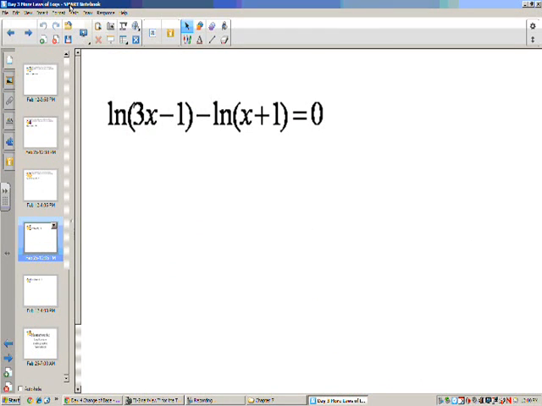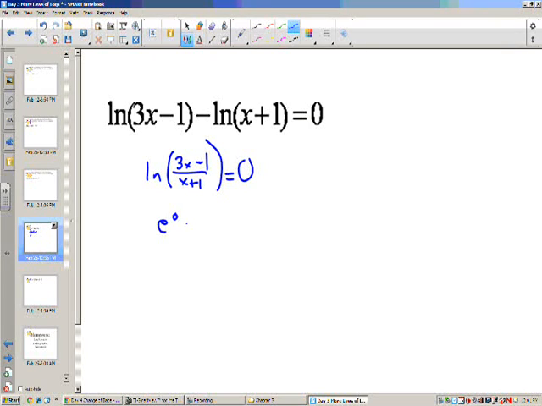Now we have a problem. Natural log of 3x minus 1 minus natural log of x plus 1 equals 0. Since there's a subtraction sign, we can use the law that says we can combine this using division. So we have 3x minus 1 all over x plus 1, and that's equal to 0. Natural log has a base of e, so we can turn this into exponential form, saying e to the 0 power is equal to (3x minus 1) over (x plus 1).